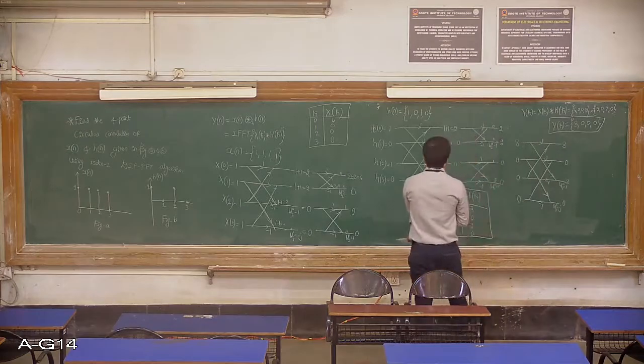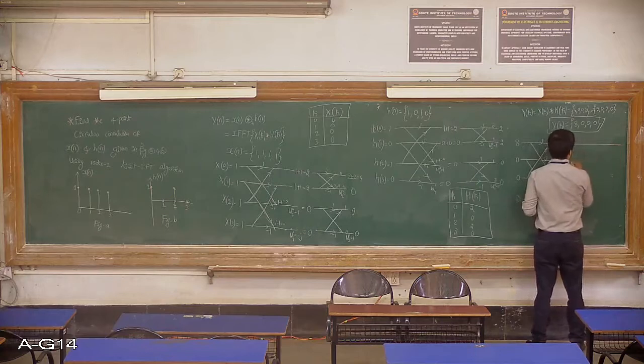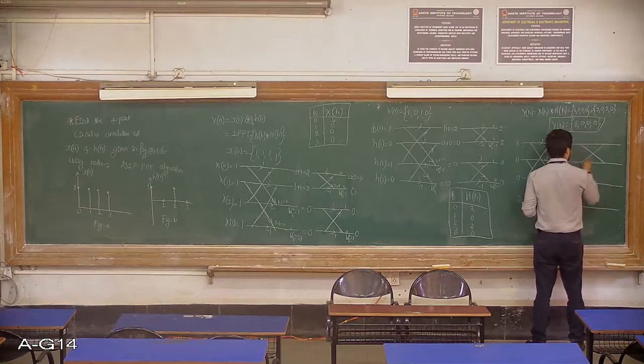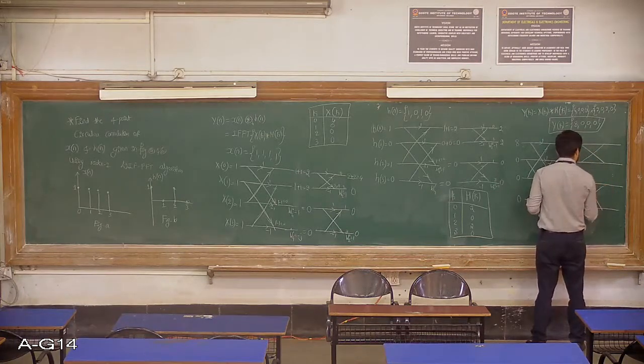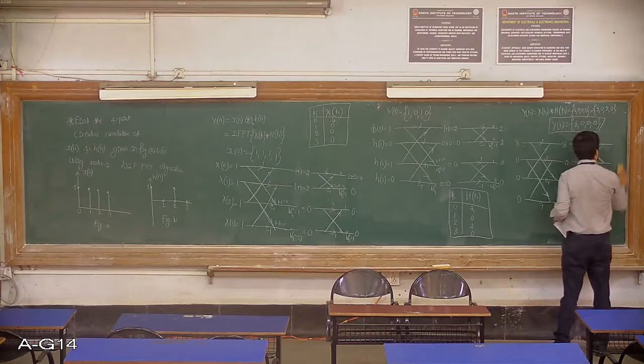The next one, take the 2-point DFT. Write the twiddle factors also.